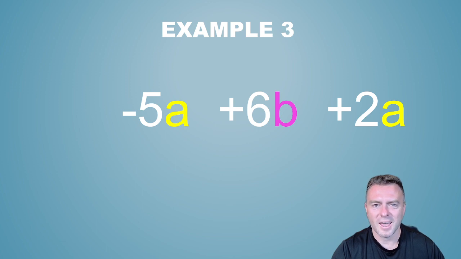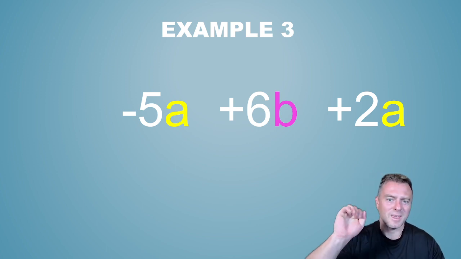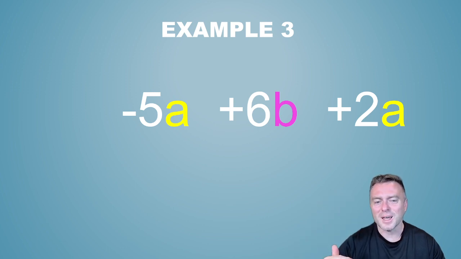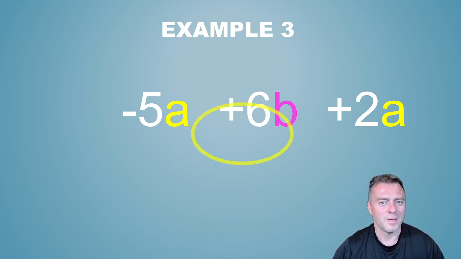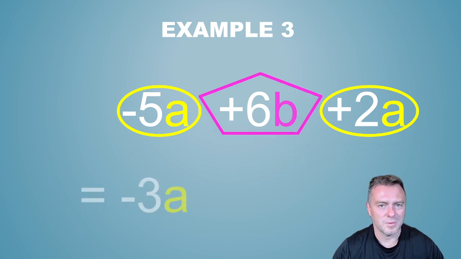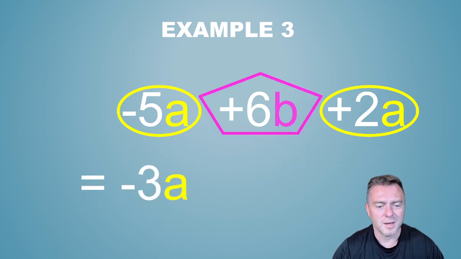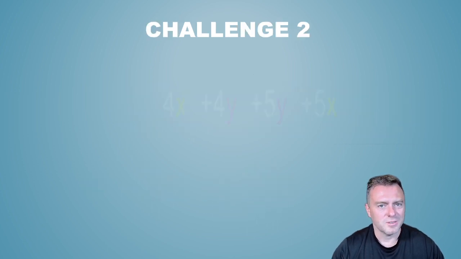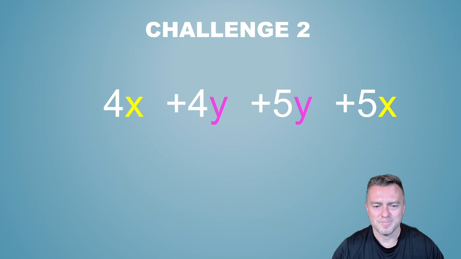So in this case here, the A's are the same and then the B is separate. So you've got -5A plus 2A. So if I took 5 and then gave you 2, overall you'd still be unhappy. You lost 3. So in this case here, -5A plus 2A, we would do that first, and then we would add on the 6B at the end. So we get -3A plus the 6B. So next challenge, have a go and see if you can do this one.